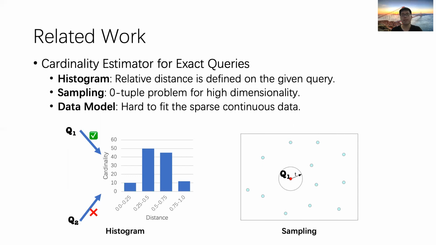And the sampling-based method performs well for cardinality estimation for exact queries on low-dimensional attributes, but a small amount of samples hardly represents the distribution of high-dimensional data because of the curse of dimensionality. Recently, learning-based data models, like autoregressive models, perform well on estimating the cardinality of queries on structured relational data, but it's hard to fit continuous data in a sparse and high-dimensional data space.